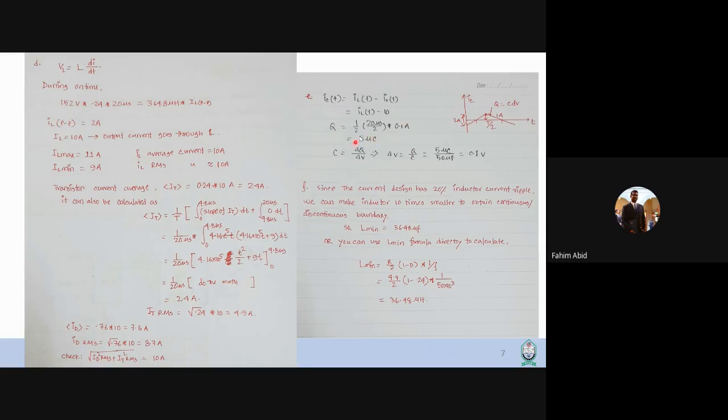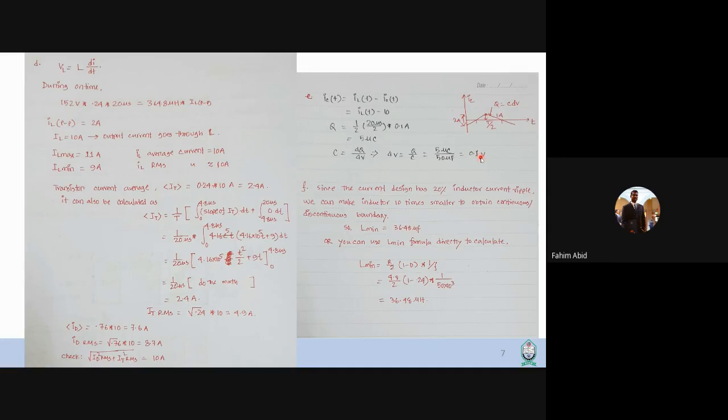Okay, so from here you get Q equals 5 microcoulomb. So you know the capacitor value C, you know the value of Q, and you have to find the value of delta V. Your delta V here is 0.1 volt. That means your peak-to-peak ripple in the output is 0.1 volt.